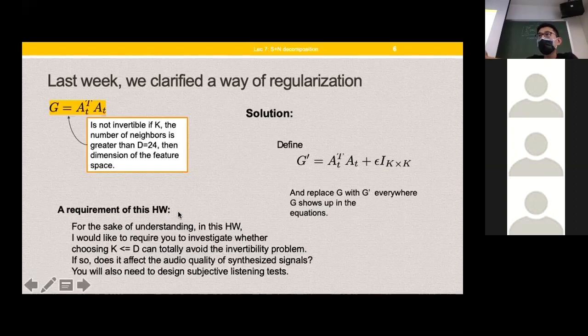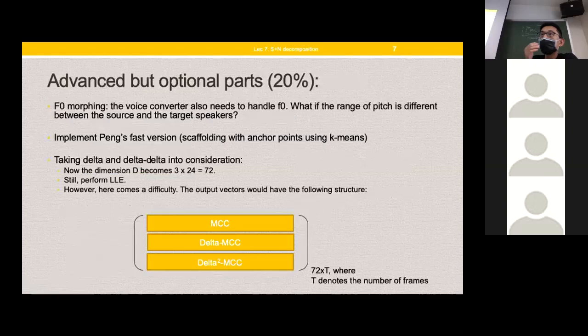The math should be easier, actually. When you choose a smaller K, for better or for worse, you should be able to handle it, I hope. So that's the basic requirement for the homework, and this will account for 80% of your grade. And the next slide are the other 20%.